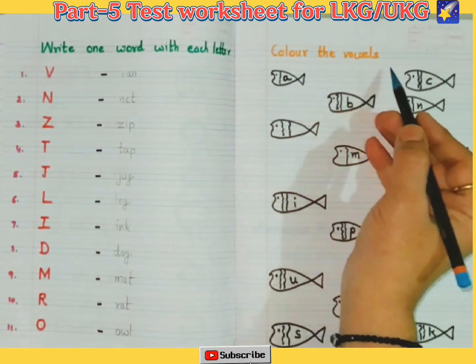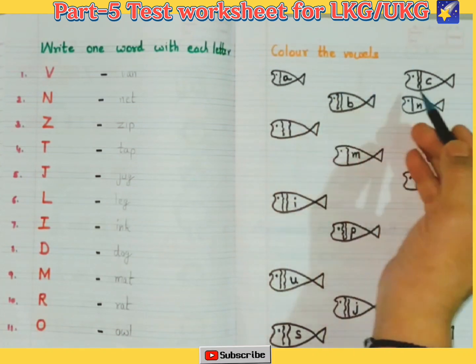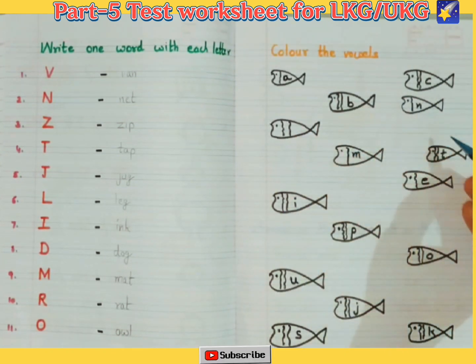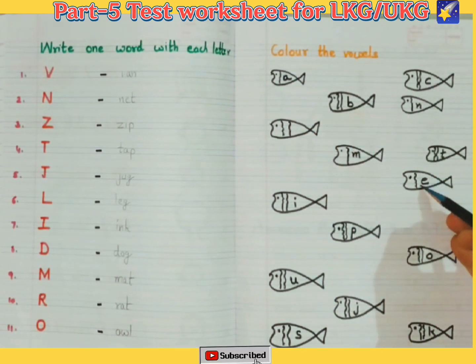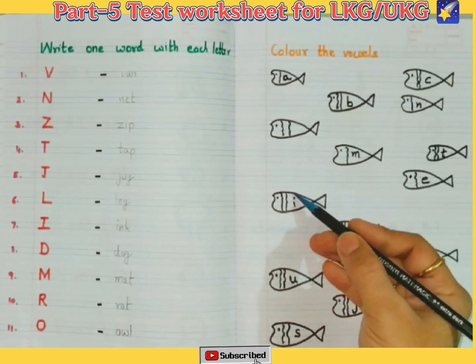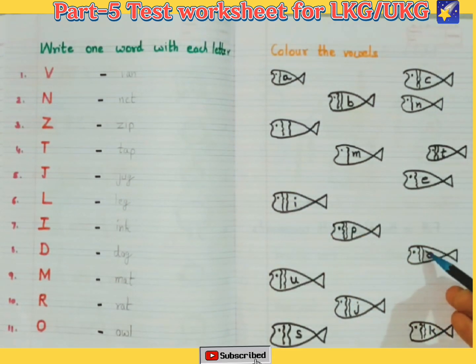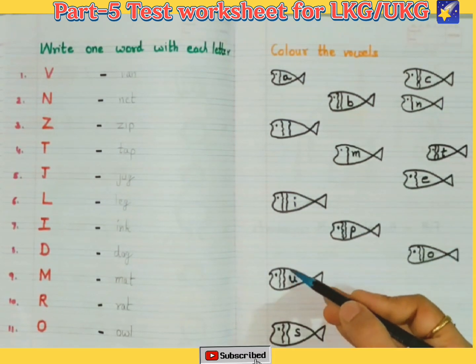Next one is color the vowels. Here we have to find where the vowel is and then color it. Such as A, E, and next one is I, O, U.